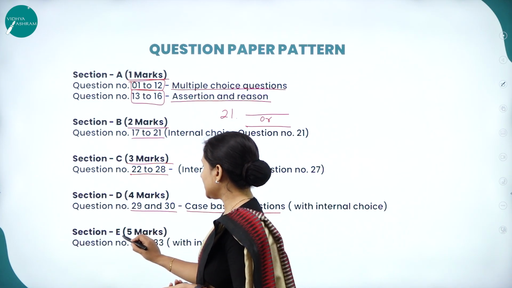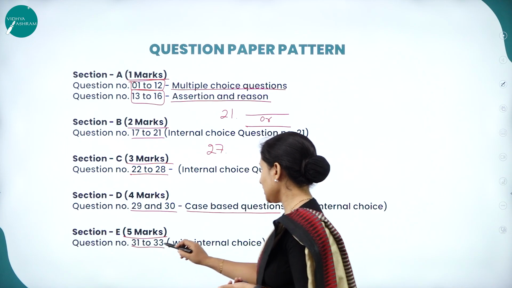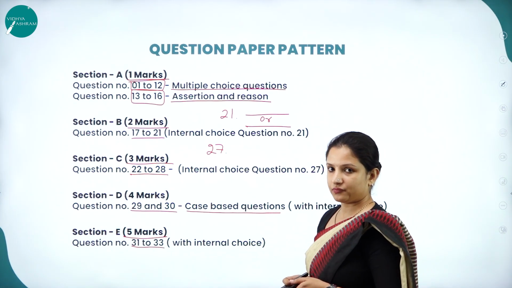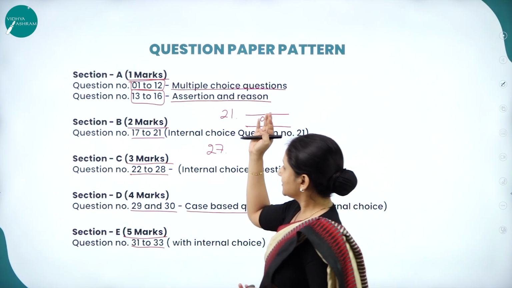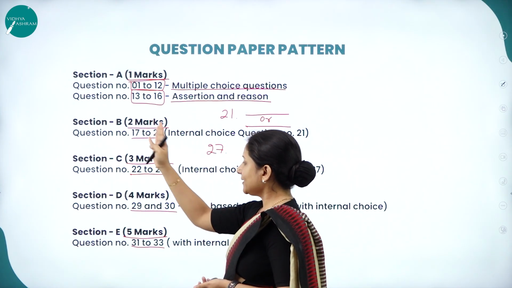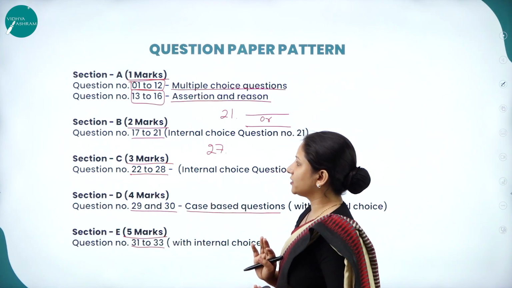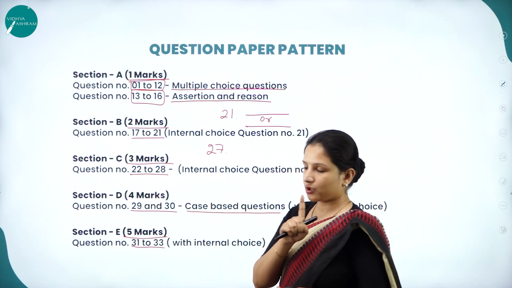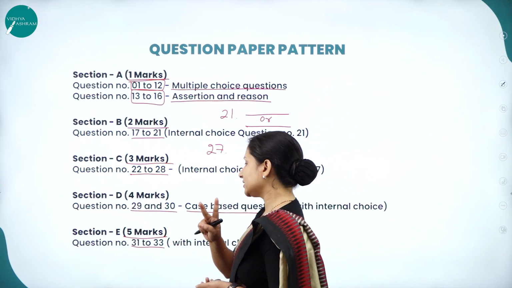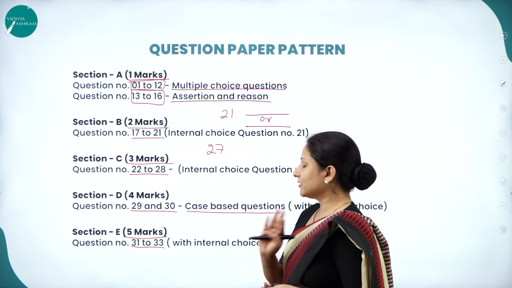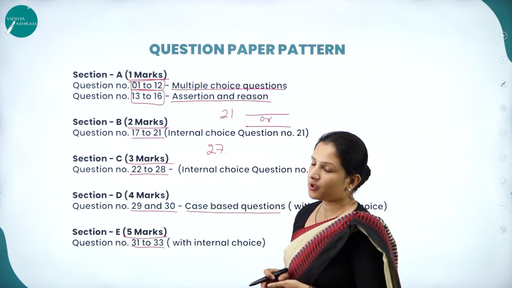Next, section E is 5 marks questions, wherein question number 31 to 33, 3 questions, also have internal choice. So, totally you will have 33 questions, wherein internal choices are only in section B, C, D and E, and only in one question in some of them. In section D, 2 questions have internal choice, and in section E, 3 questions have internal choices. So, this is about the question paper pattern.